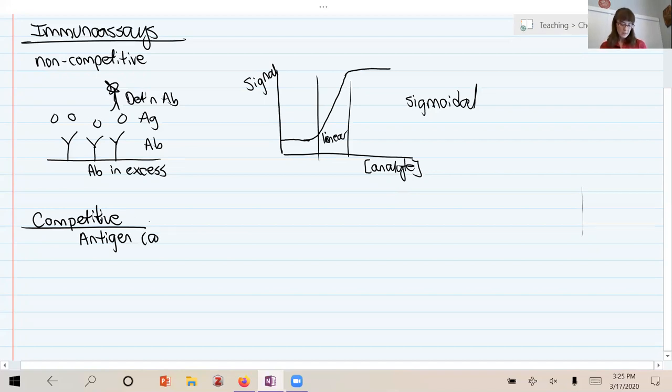So occasionally you might see an assay where it's flipped and you're actually trying to detect the antibody and the antibody is the analyte. In that case, we would flip it. So the analyte, you really need to be in excess for this competitive assay. And what it's competing for is binding to its target.